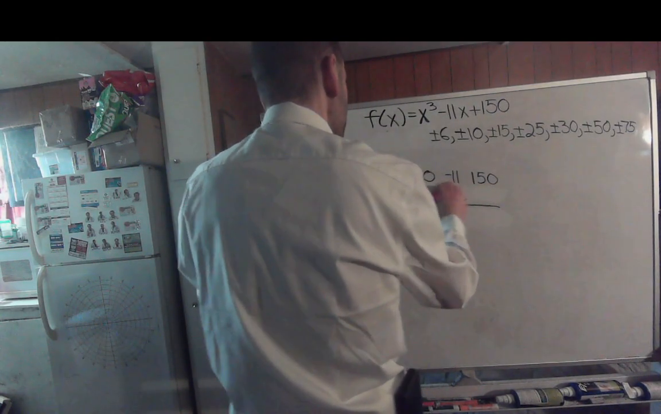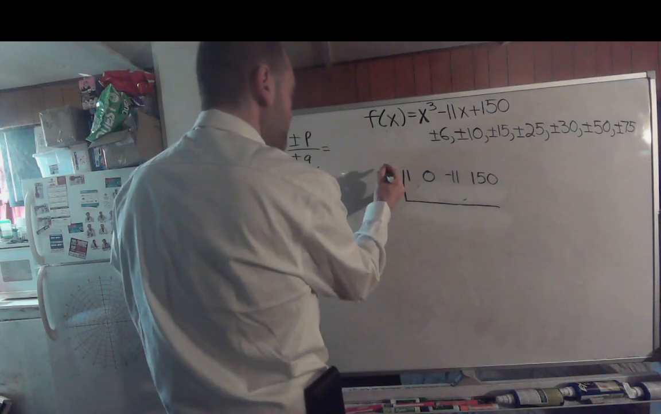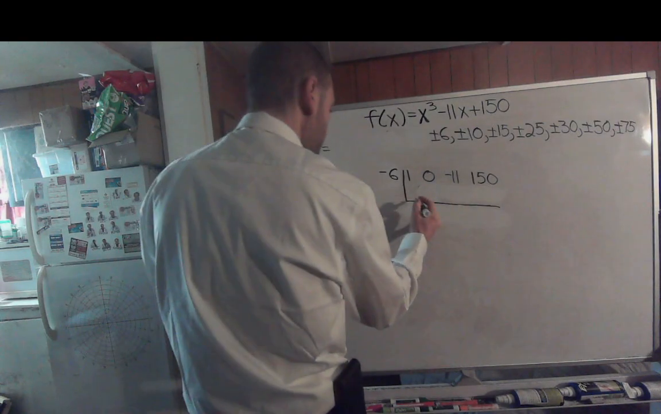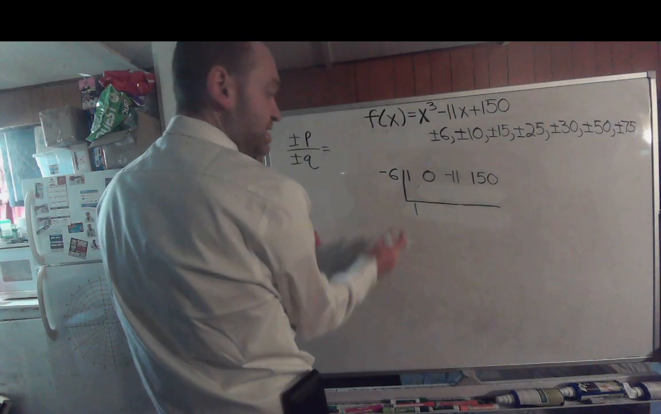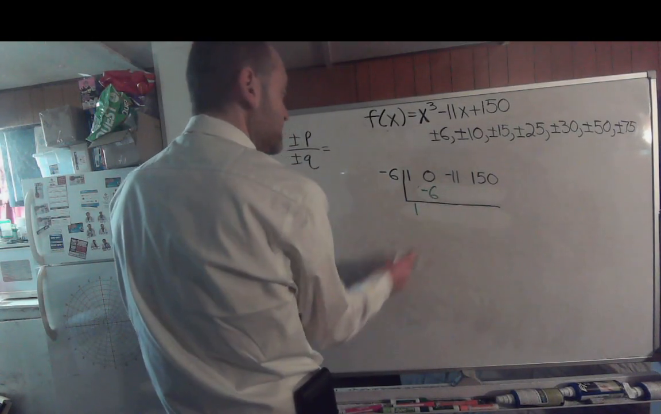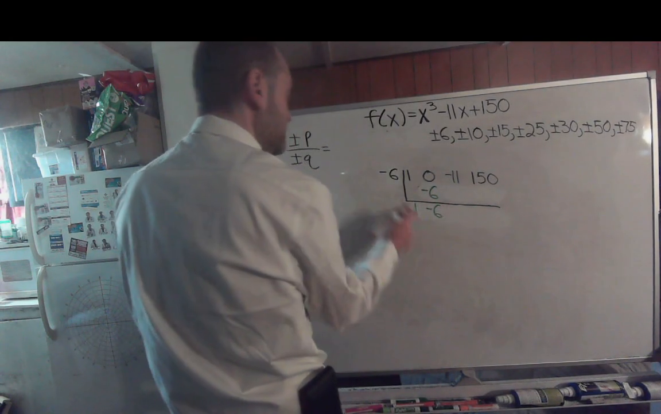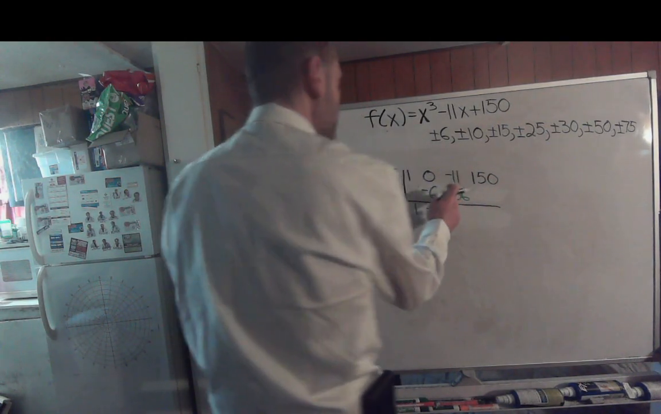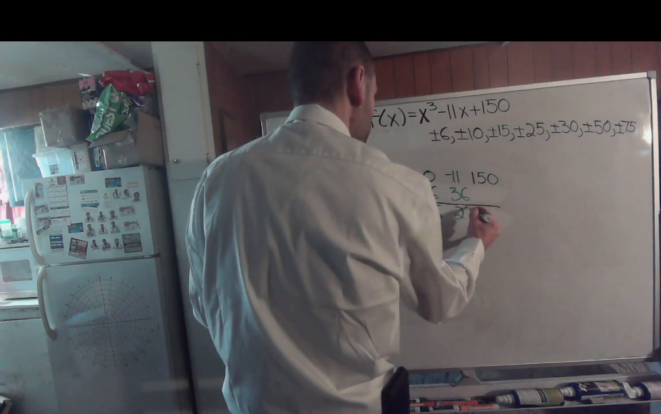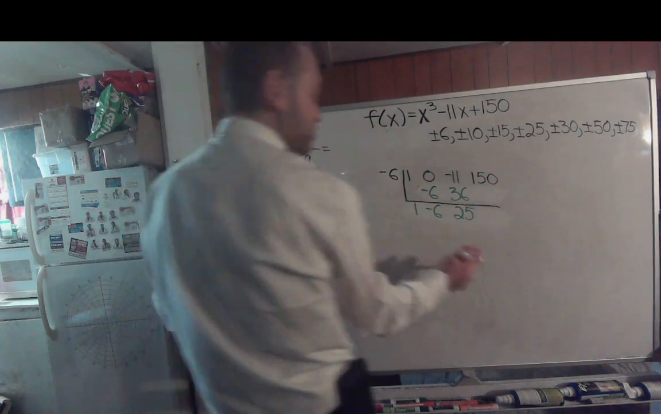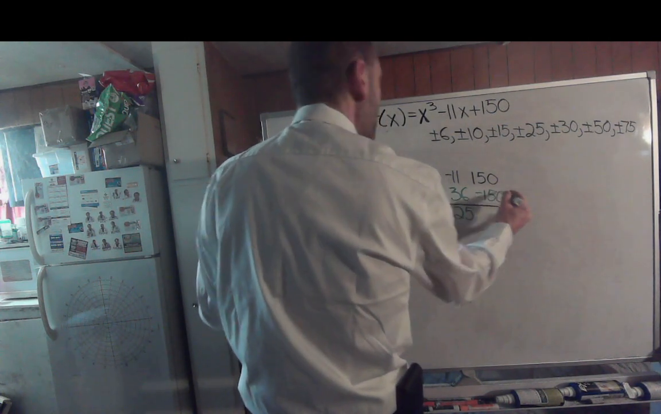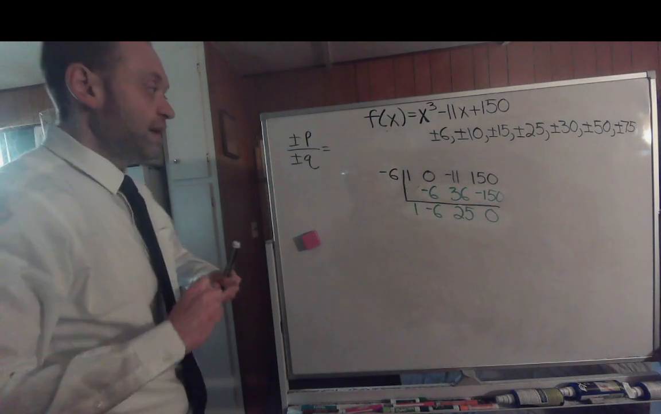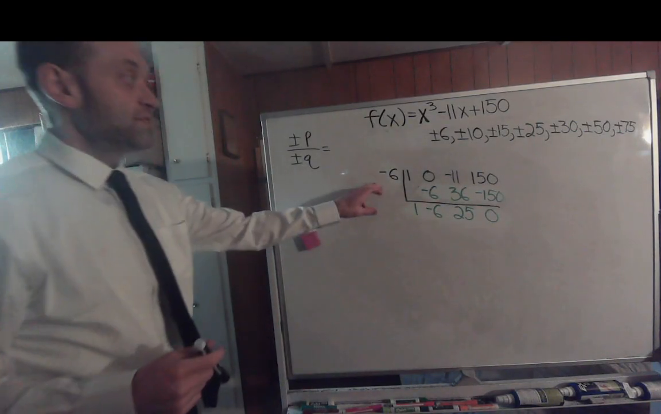Let's see if negative 6 works. I have a good feeling about this one. Let's see if negative 6 will actually finally free us from the misery. So bring down your 1. Negative 6 times 1 is actually negative 6. 0 minus 6 is negative 6. Negative 6 times negative 6 is positive 36. Alright, so negative 11 plus 36 is positive 25. Negative 6 times 25 is negative 150. Well, 150 minus 150 is 0. We found it. We found one of our zeros. Negative 6 was the winner.